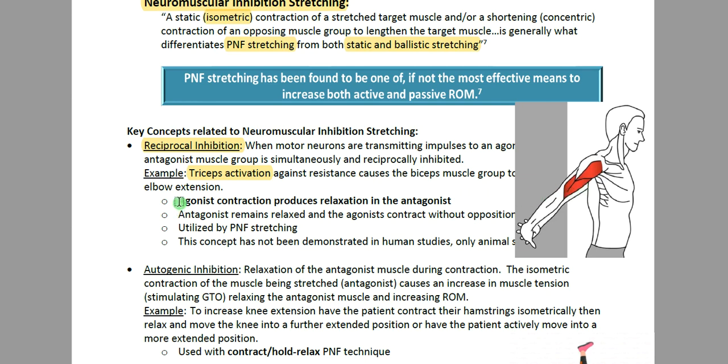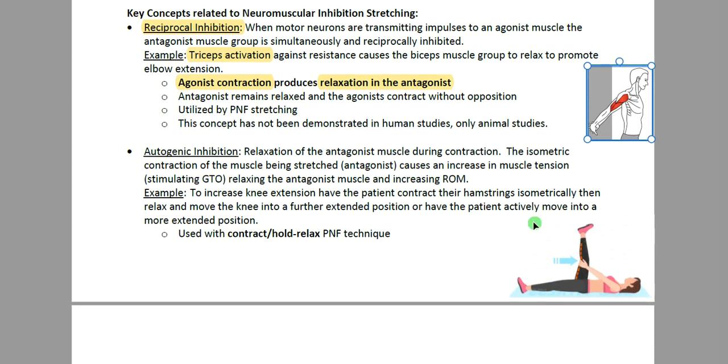So agonist contraction, that would be a triceps or an elbow extension contraction, is going to relax the antagonist, which in this case would be the biceps. So that's an example of reciprocal inhibition. And this would be contrasted with autogenic inhibition. And this is a relaxation of the antagonist during the muscle contraction.